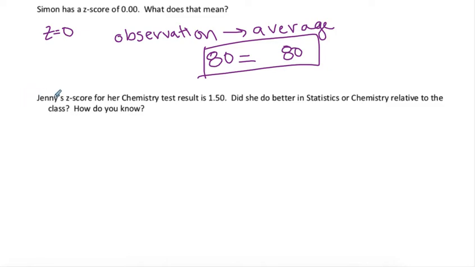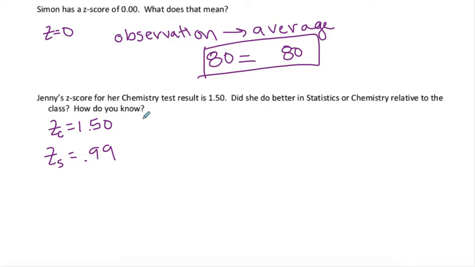So another interesting part would be now if we move to a chemistry test. So we know how Jenny did on the statistics test, but now if we have a z-score of 1.5 on the chemistry test, did she do better in statistics or chemistry relative to the class? So this is her chemistry, and if we bring back her statistics score, she had a z-score of 0.99.